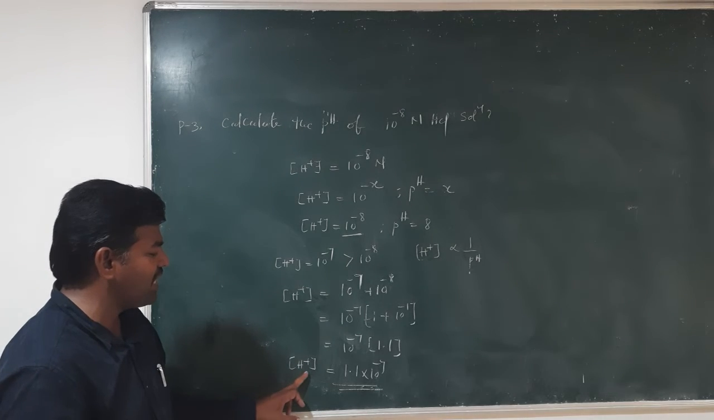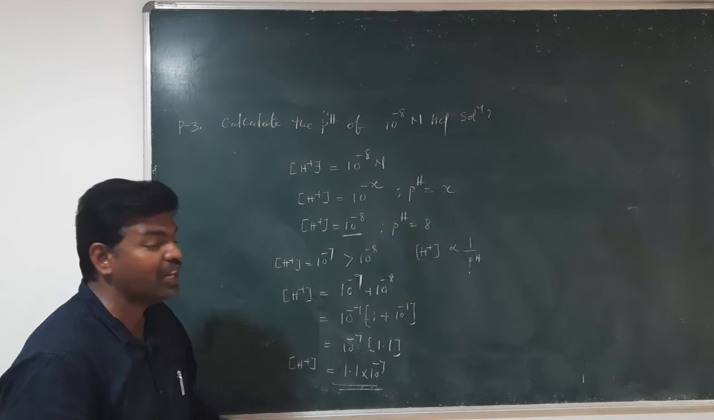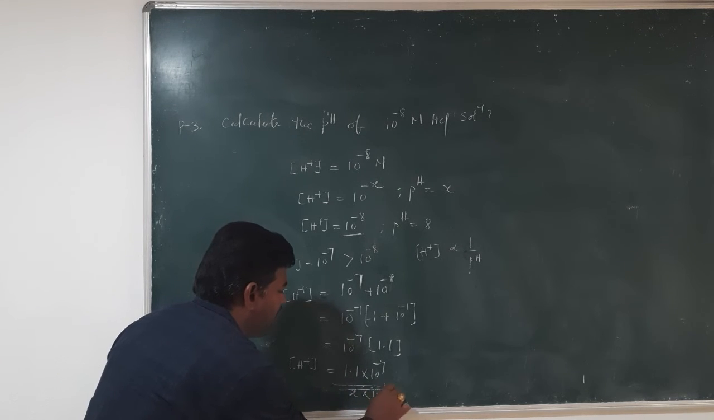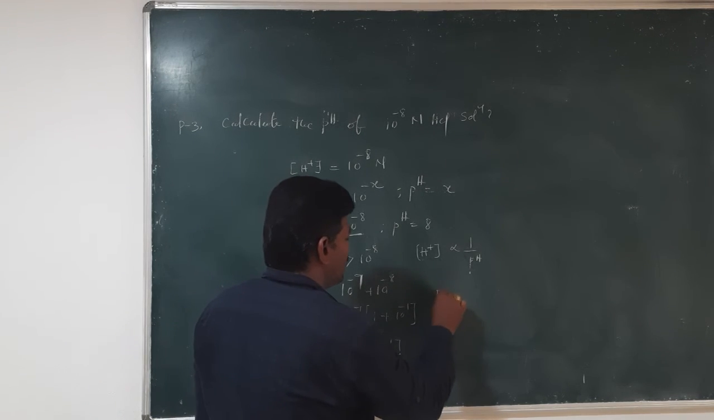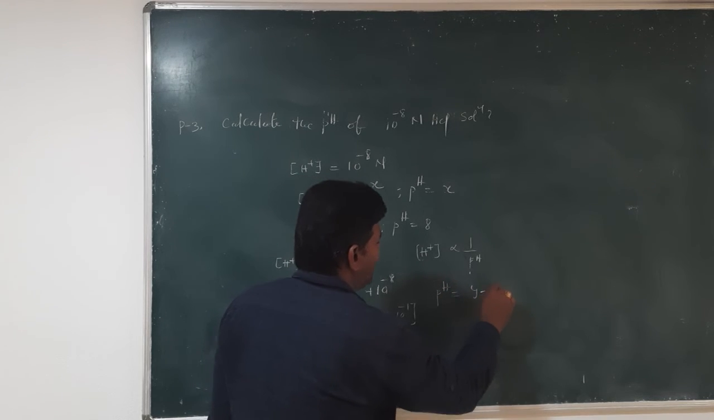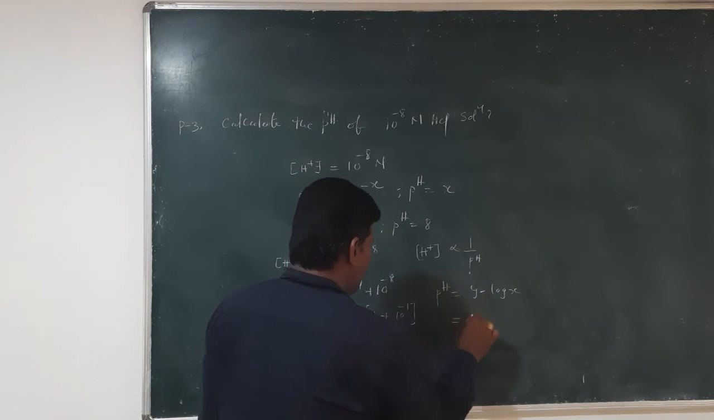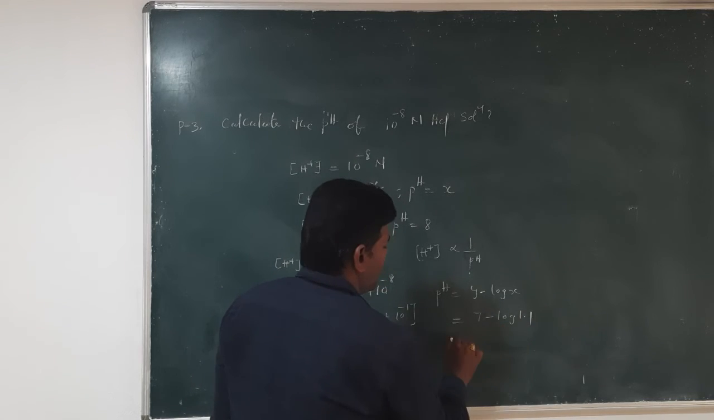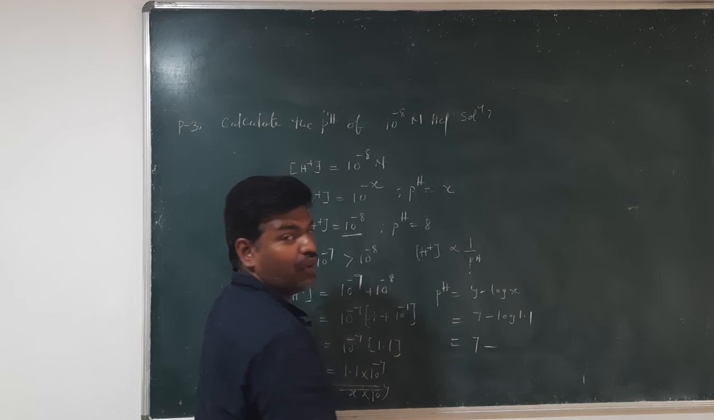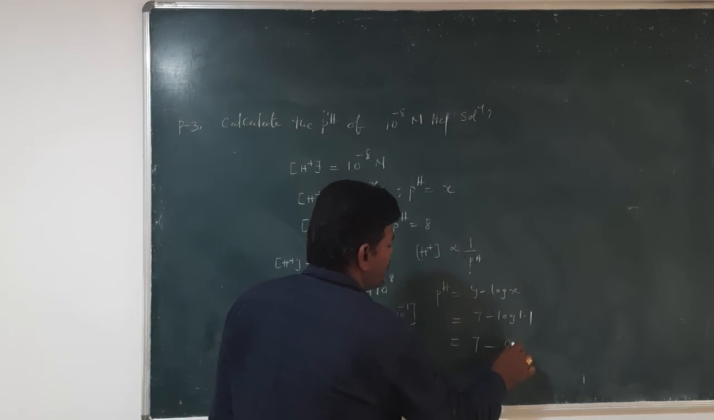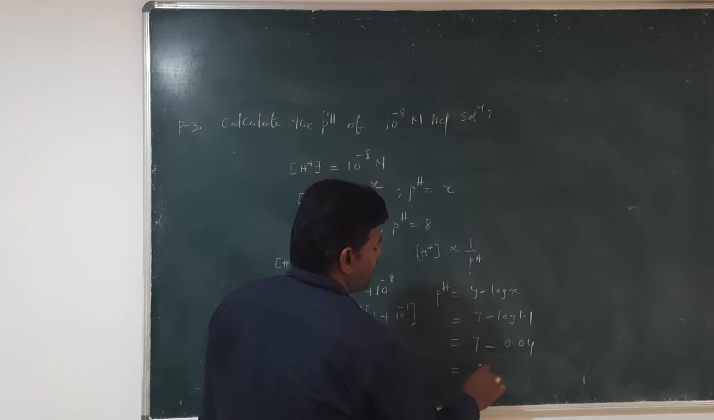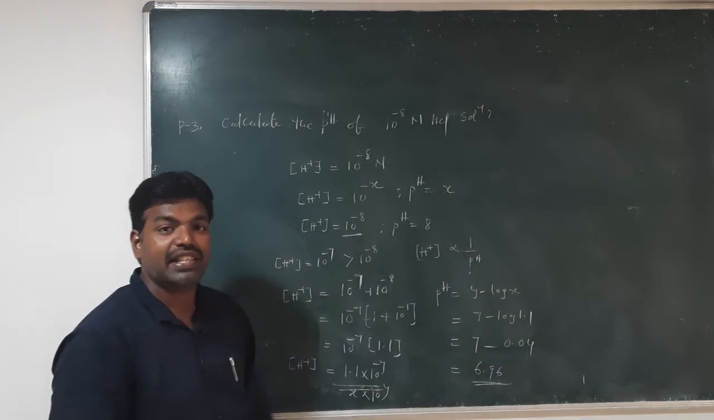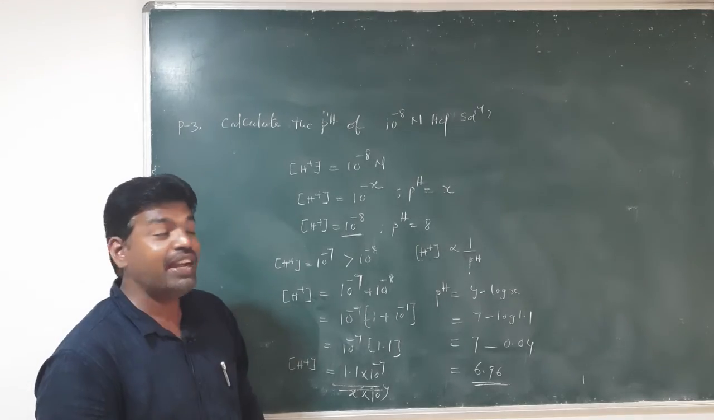So here the concentration of H plus ions is 1.1 into 10 power minus 7, and it is in the form of x into 10 power minus y, then the pH of that solution is y minus log x. So 7 minus log 1.1. Log 1.1 comes out to be 0.04, so the pH comes out to be 6.96. So 6.96 pH is less than 7.